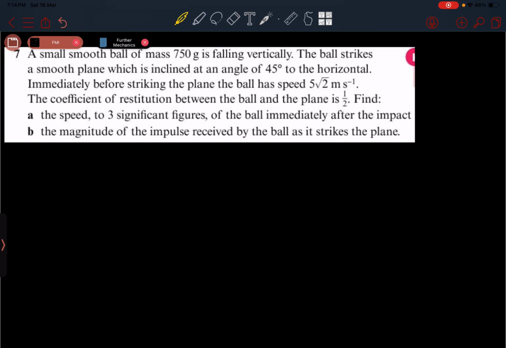In this question, we've got again a smooth ball and it has a mass of 750 grams. It is falling vertically and is striking an inclined plane at an angle 45 degrees to the horizontal. So we're going to make an inclined plane making an angle 45 degrees with the horizontal. We've got a 750 gram ball that is falling vertically. Before striking the plane, the speed is 5 root 2.